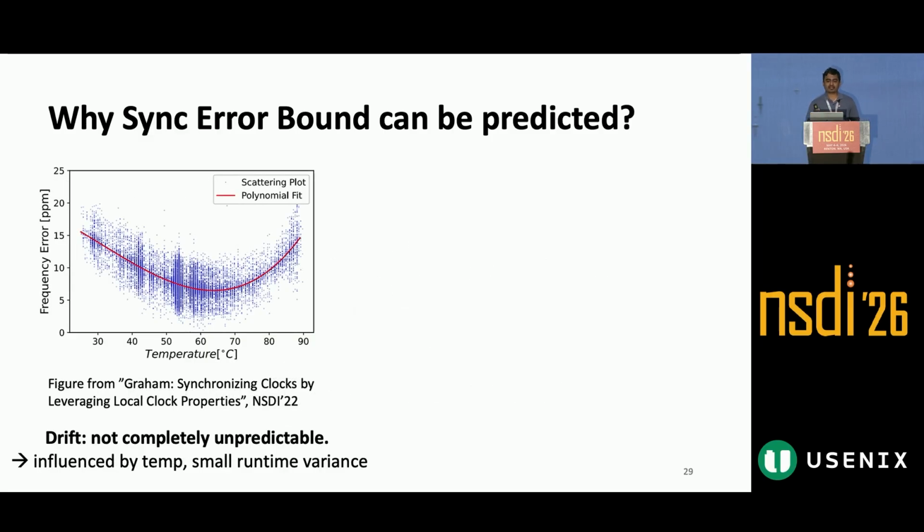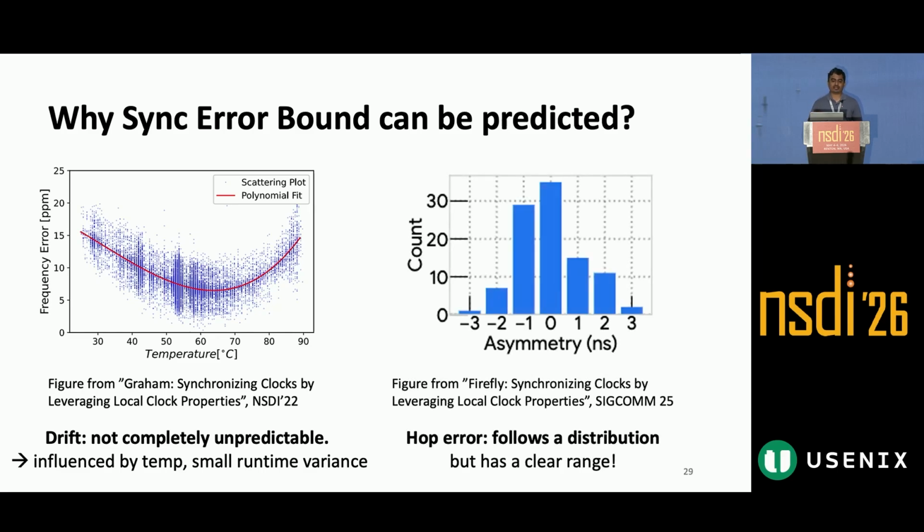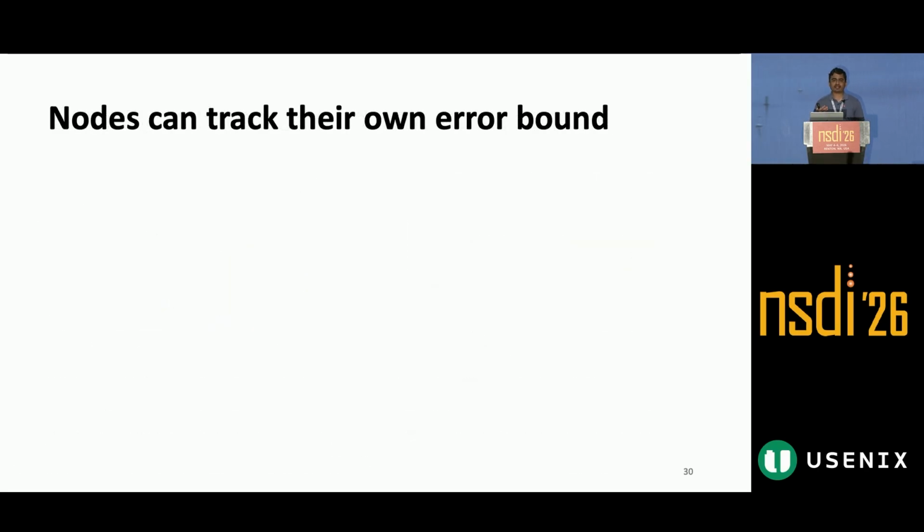This is because drift is not completely unpredictable. Prior measurement work has shown that drift is mainly influenced by temperature and it has a small runtime variance. Prior measurement work has also shown that hop error follows a distribution, but it still has a clear range. What this means is that nodes can actually track their own error bound in the following way.